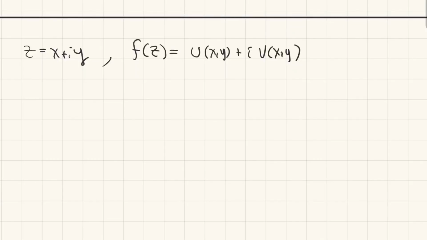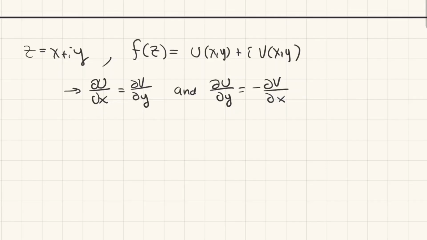We know that on some region, if it is analytic, I mean that the first derivative exists in that region, then the Cauchy-Riemann equations are satisfied. And these equations are the next. The derivative of u with respect to x is equal to the derivative of v with respect to y, and the derivative of u with respect to y is equal to negative the derivative of v with respect to x. So we know that this is true for this function.